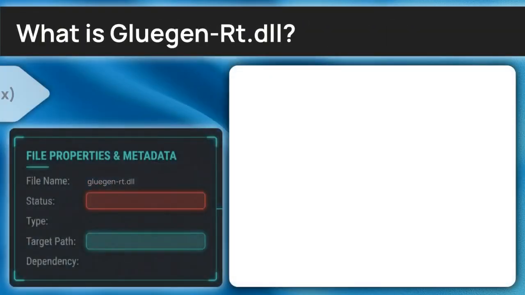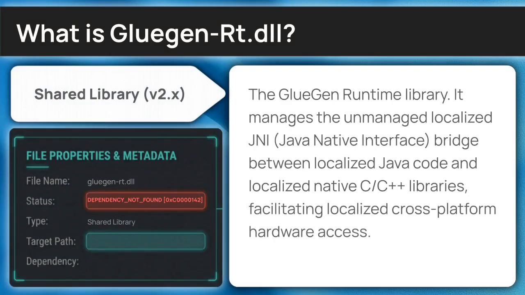This is the Gluegen-rt library, the GlueGen Runtime library. It manages the unmanaged localized JNI, Java native interface bridge between localized Java code and localized native C and C++ libraries, facilitating localized cross-platform hardware access.